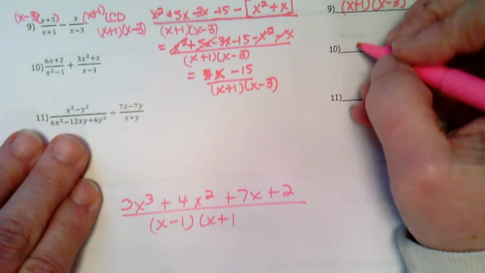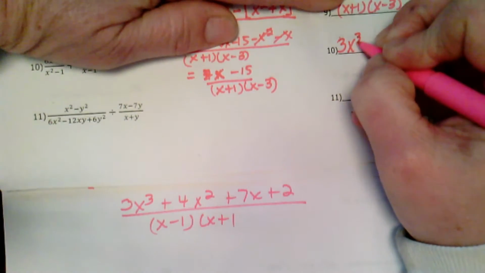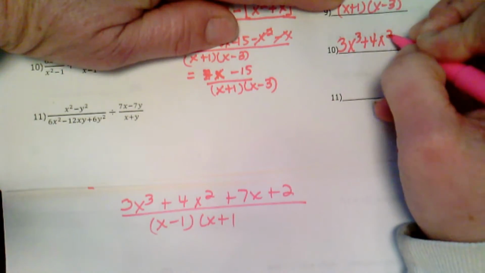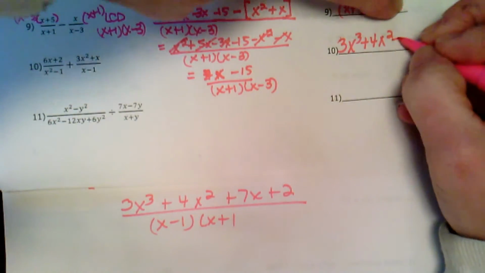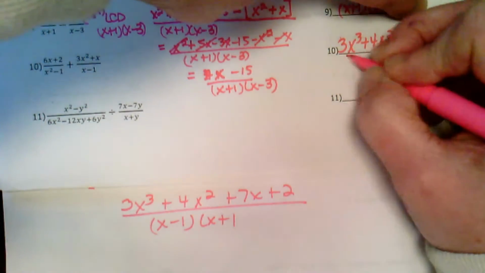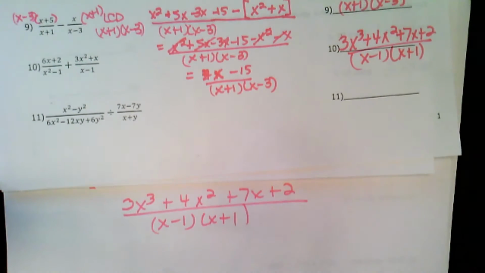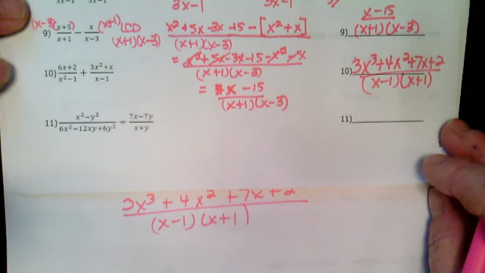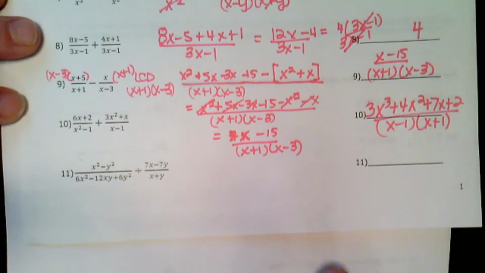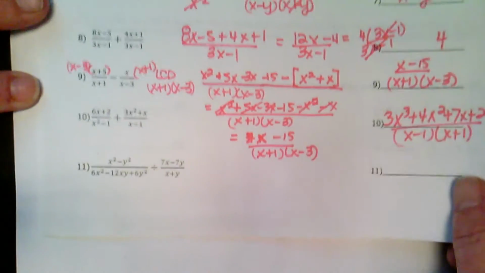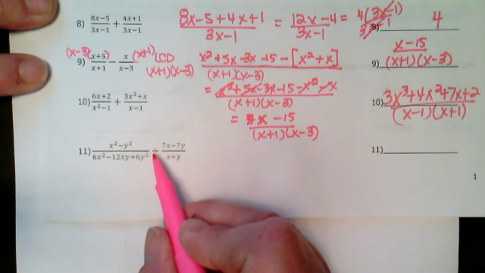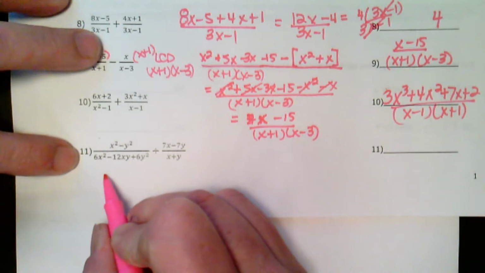So the answer to number 10 is 3x cubed plus 4x squared plus 7x plus 2 all over x minus 1, x plus 1. So don't forget your denominators. You do all that work, you don't want it to not get credit when you just did all that work. Alright, number 11 is a division problem, so that means we're going to flip and multiply and factor, factor, factor.